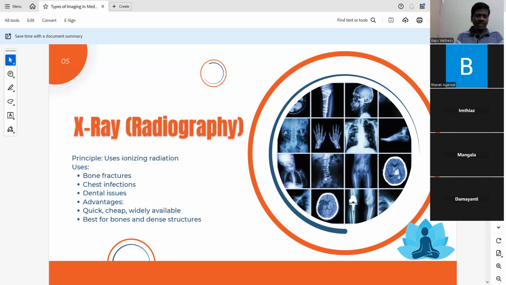And the limitations or disadvantages of this is you will get a poor soft tissue contrast. You cannot make out exactly, especially the soft tissues. Another thing is the exposure to radiation. Frequent exposure to radiation will cause so many complications, including mutations happening at the cell level, and that would cause so many problems, including cancer.